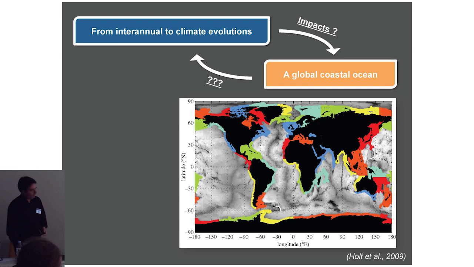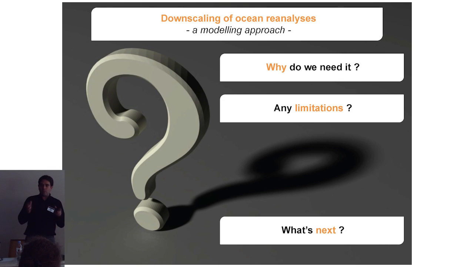Based on this statement, what I will present today is, first, my definition, or at least the framework I'm using when I'm talking about downscaling of ocean reanalysis. Why do we need it? With some illustrations and some examples. And what are the main limitations of this approach? Because of course you can imagine that we can't do everything that we want. And what's next, of course, what is the future?